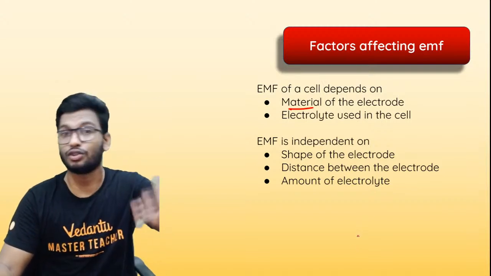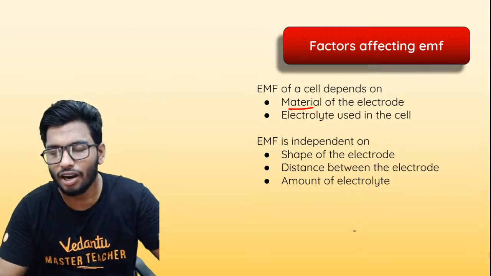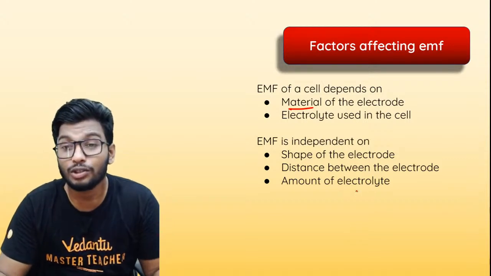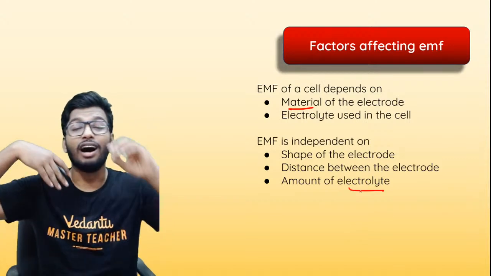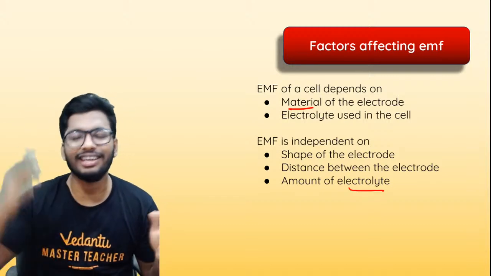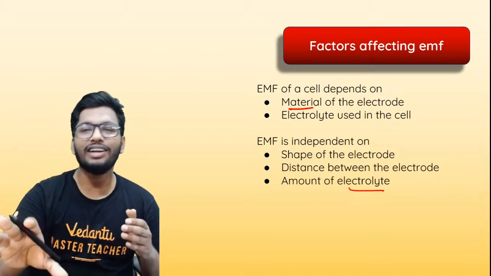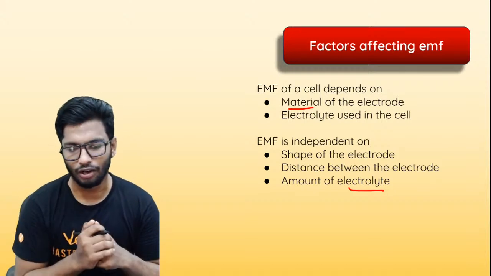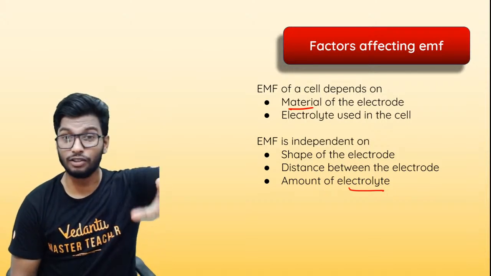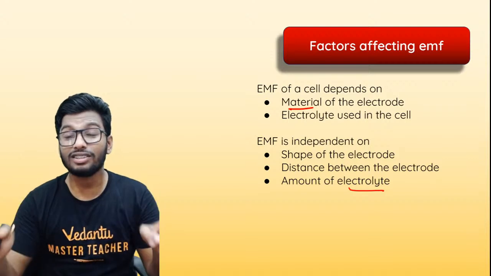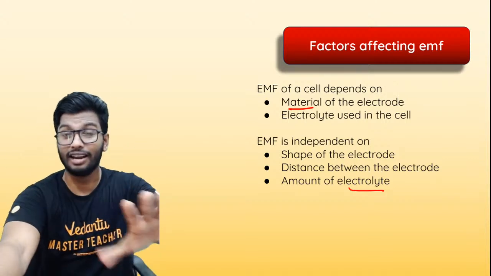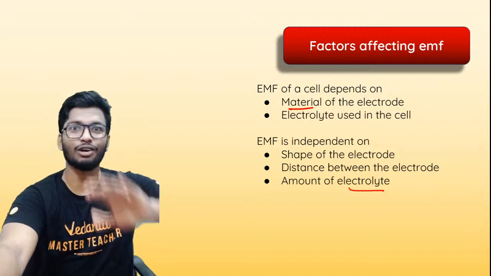It does not matter whether it's rod shaped or circular shaped. The distance between the electrodes does not matter, and the amount of electrolyte also does not matter. Whether it's 1 kg, 2 kgs or 3 kgs, it really doesn't matter at all. All it depends on is the material as well as the type of electrolyte used in the cell. These are the only two factors. When you talk about the distance, the shape or the amount of electrolyte, it does not depend on that at all. So remember that there's a clear distinction between the two when you talk about factors affecting EMF.